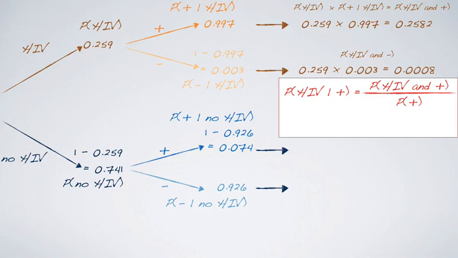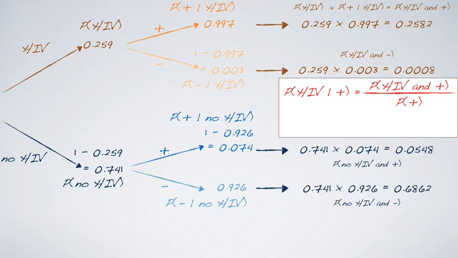We can keep going and calculate similar probabilities for the lower branch, the no HIV population as well. The probability of no HIV and positive comes out to be 5.48%, and the probability of no HIV and negative comes out to be 68.62%. We've done a bunch of calculations so far, but let's go back to the task at hand. We're only interested in those who test positive because that's what our given is. And among these, we're especially interested in those who actually have HIV.